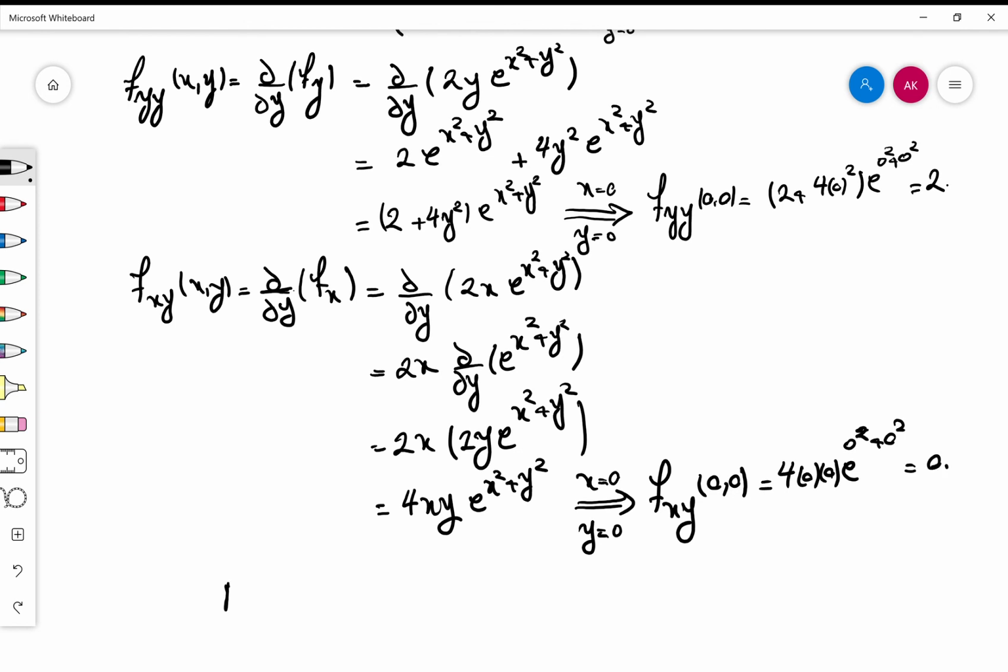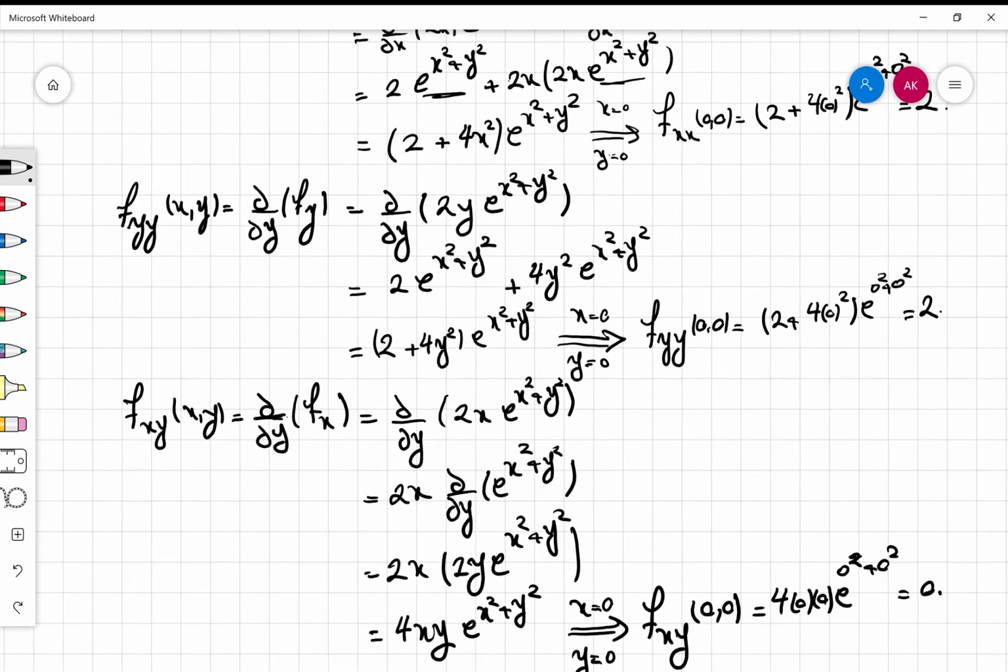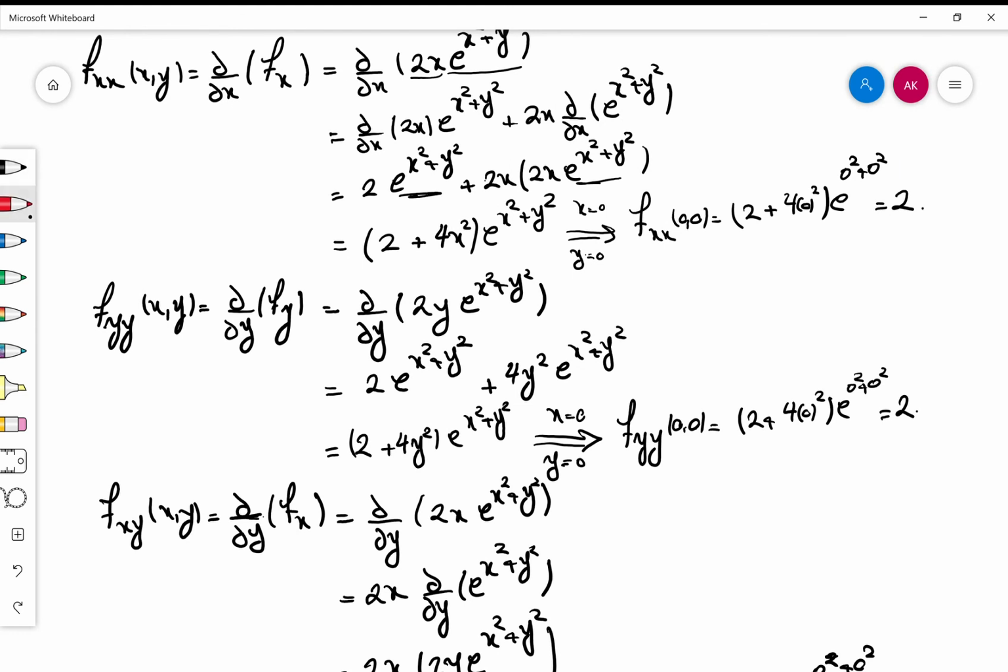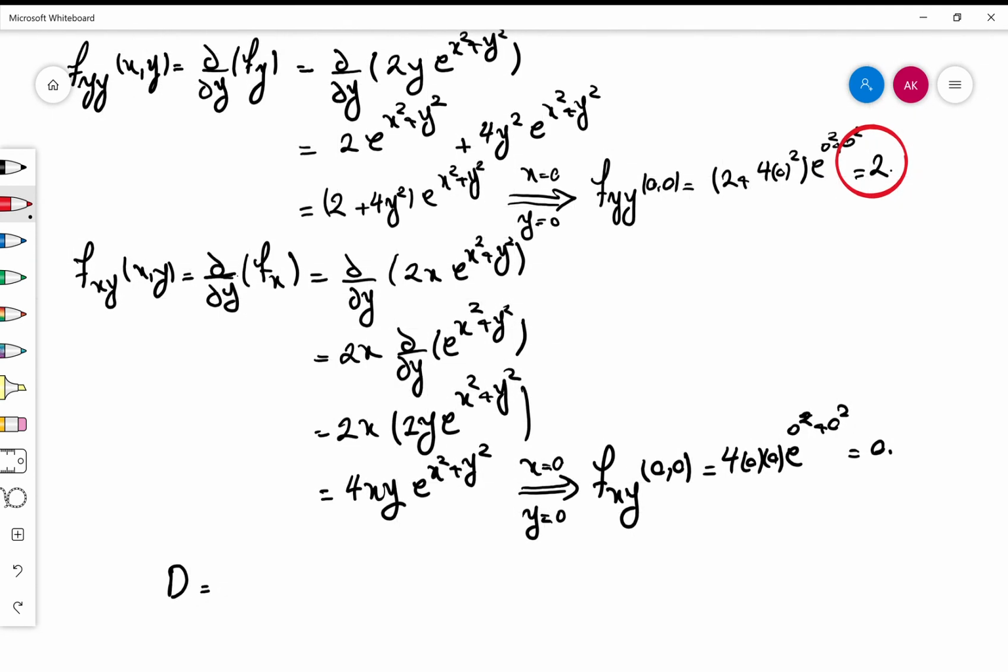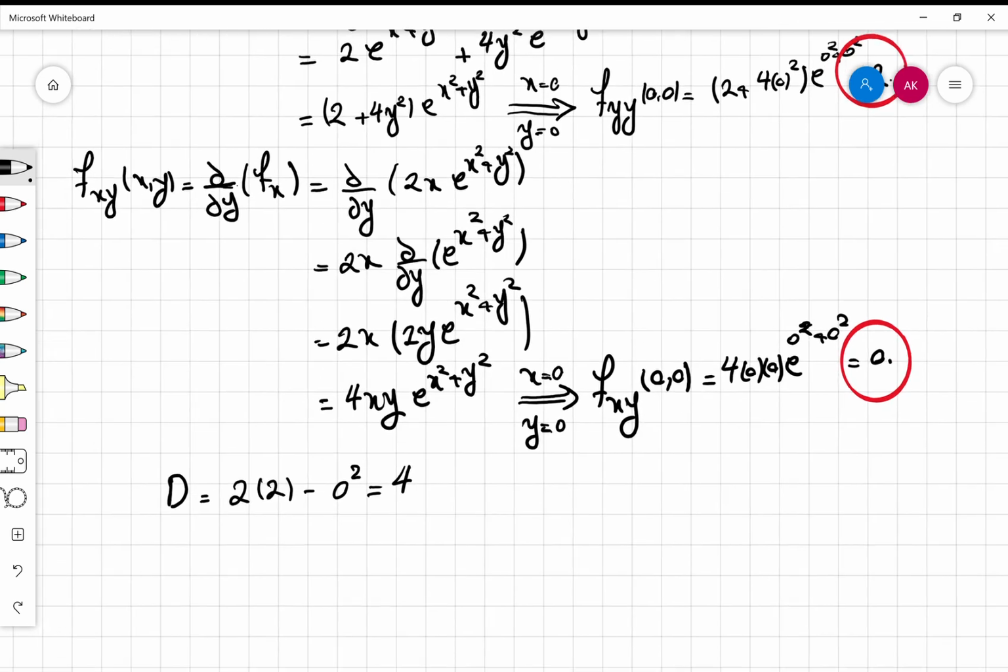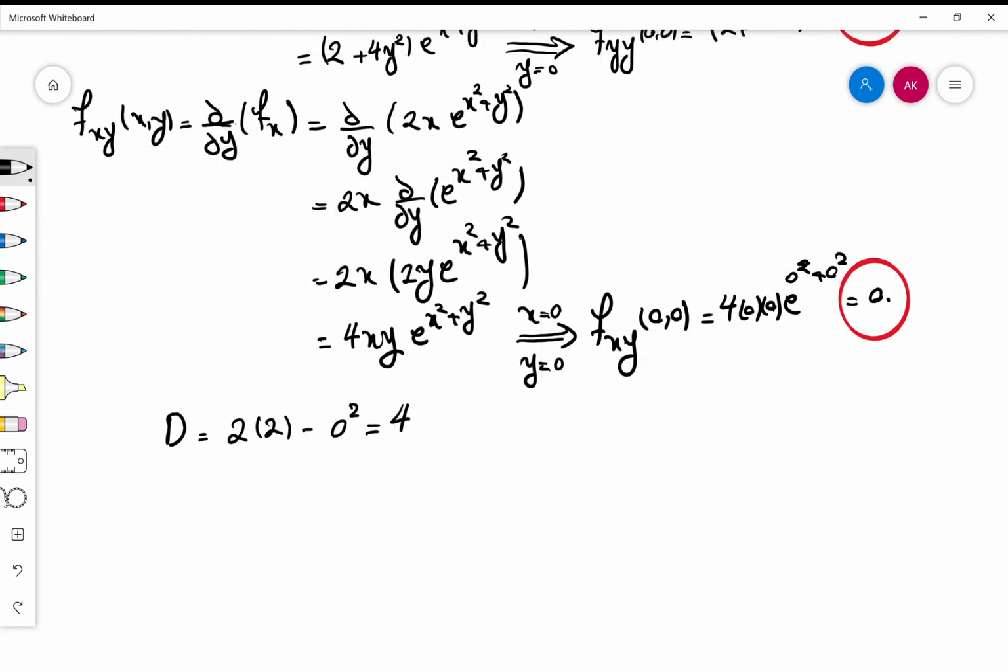Well, okay, so then D is fxx times fyy minus fxy squared. Remember, fxx at (0, 0) was 2, fyy at (0, 0) was 2, fxy at (0, 0) was 0. So it will be 2 times 2 minus 0 squared, which gives me just 4. So D is 4. D is positive.